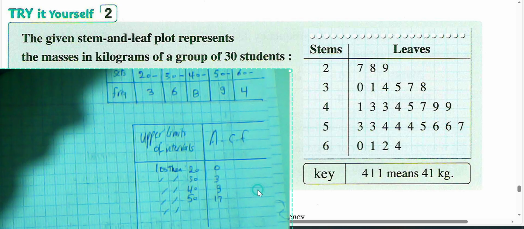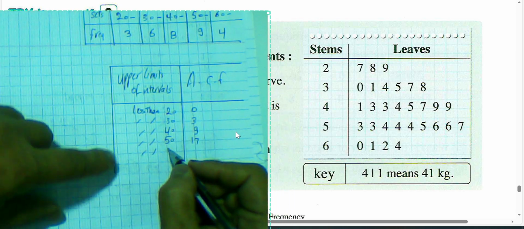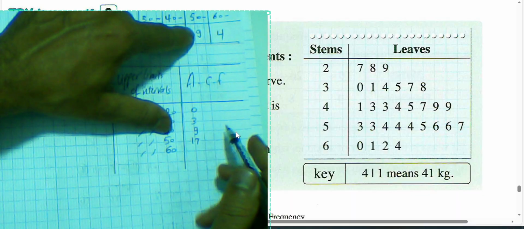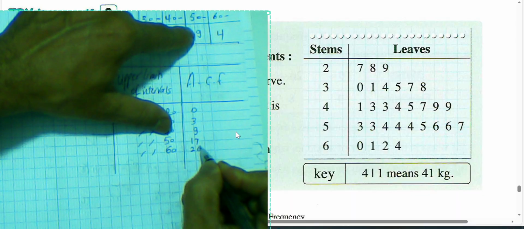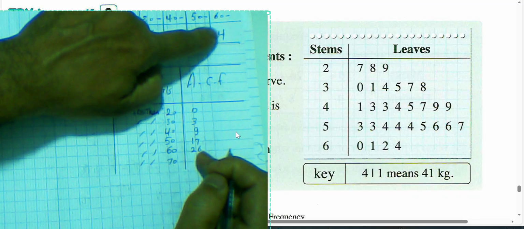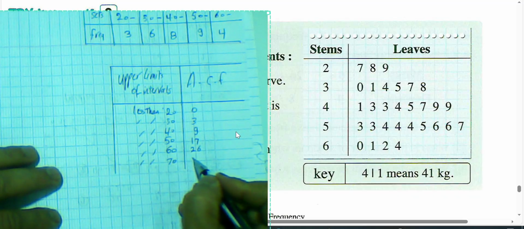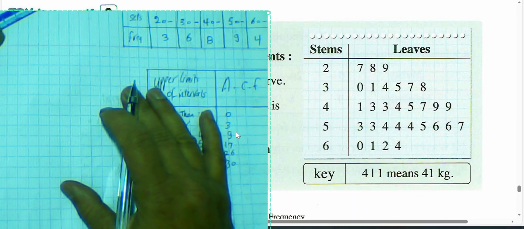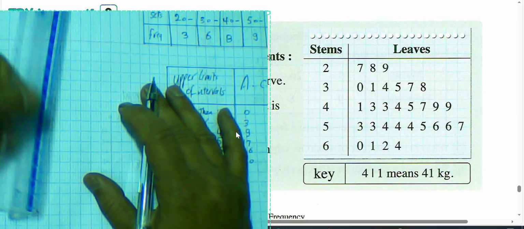Less than 60: 9 plus 17 equals 26. Less than 70: 26 plus 4 equals 30. Okay, now understood? Next step, I will draw the curve.